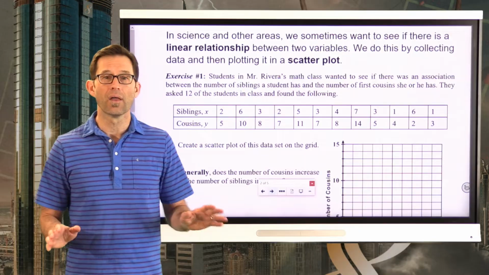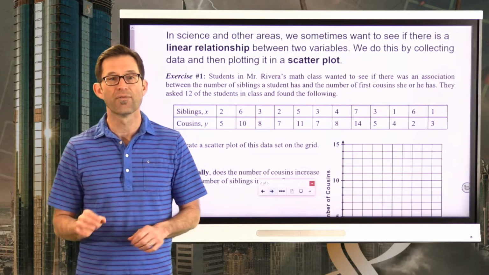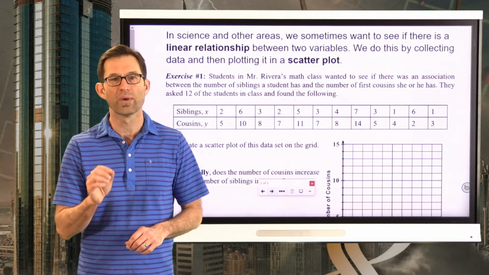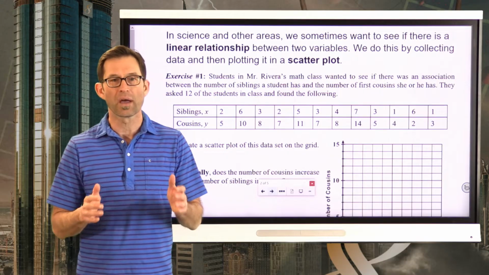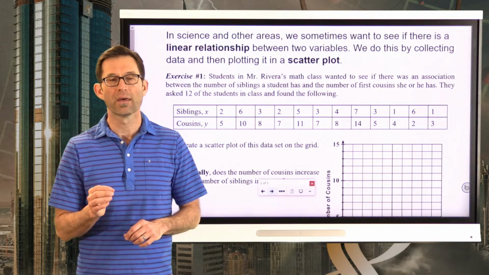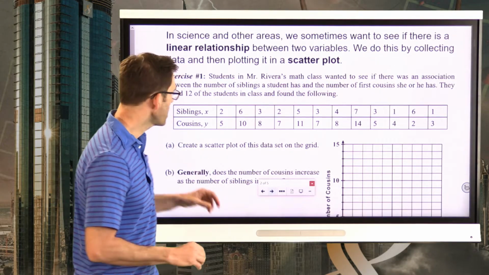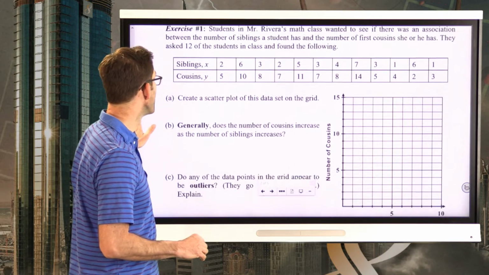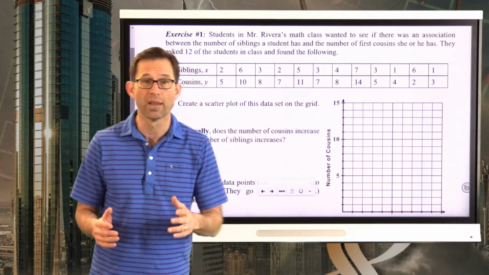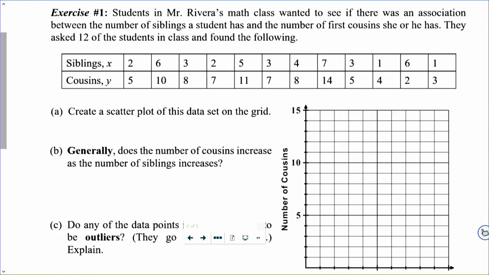In science and other areas, we sometimes want to see if there's a linear relationship between two variables. We do this by collecting data and then plotting it on a scatter plot. So let's take a look at an interesting example that hopefully everyone can understand in exercise number 1. Students in Mr. Rivera's math class wanted to see if there was an association between the number of siblings a student has and the number of first cousins she or he has. They asked 12 of the students in class and found the following.